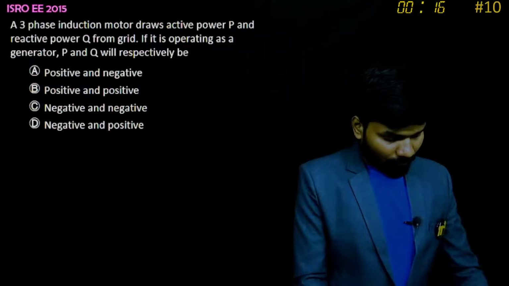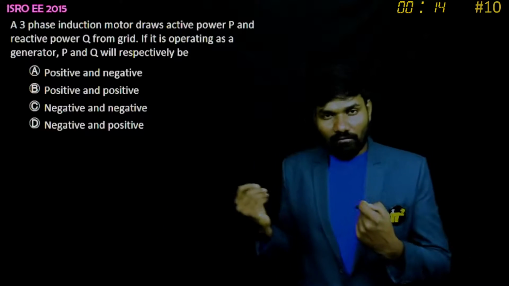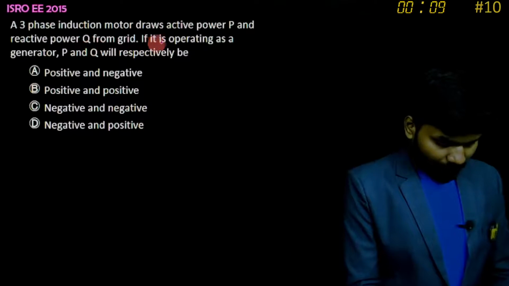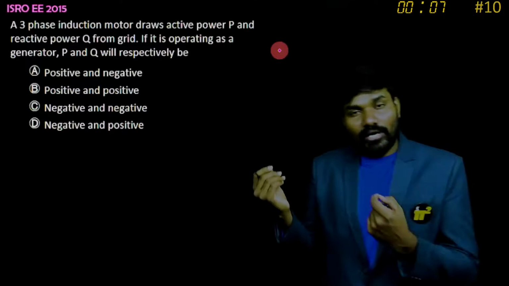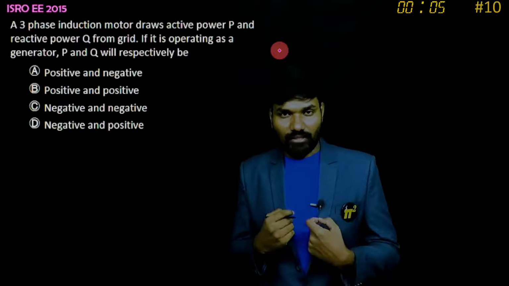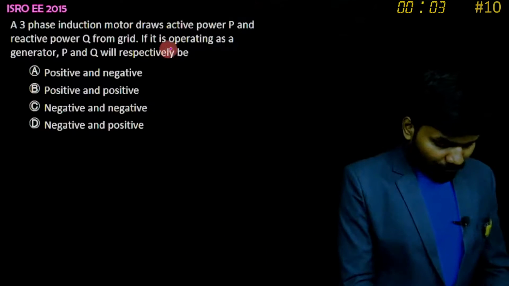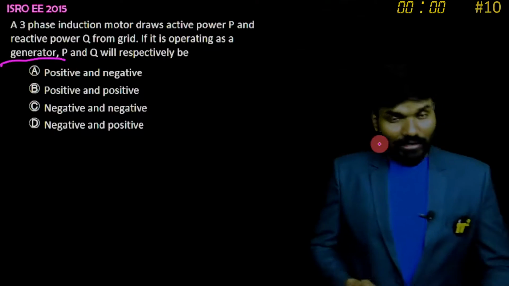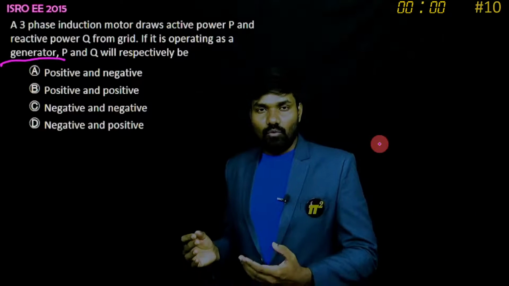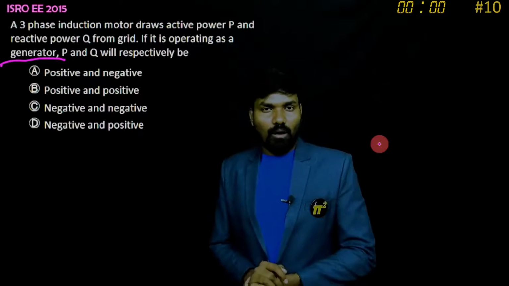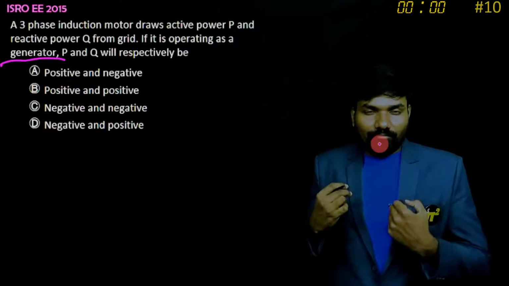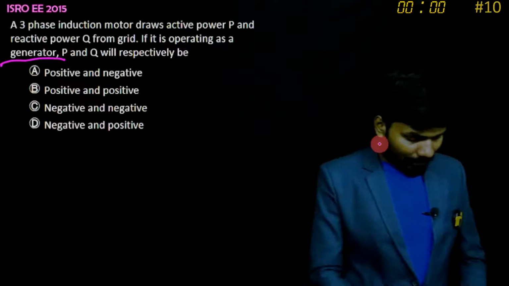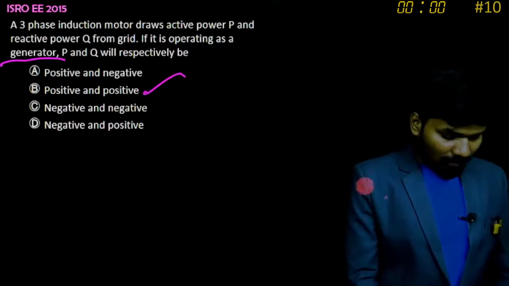An induction motor is drawing active power as well as reactive power from the grid. P and Q, it is drawing, it is taking. Now if the same induction motor is operating as a generator, what will happen to P and Q? Motor means taking, generator means giving. So you think that both will be positive. You'll think that.